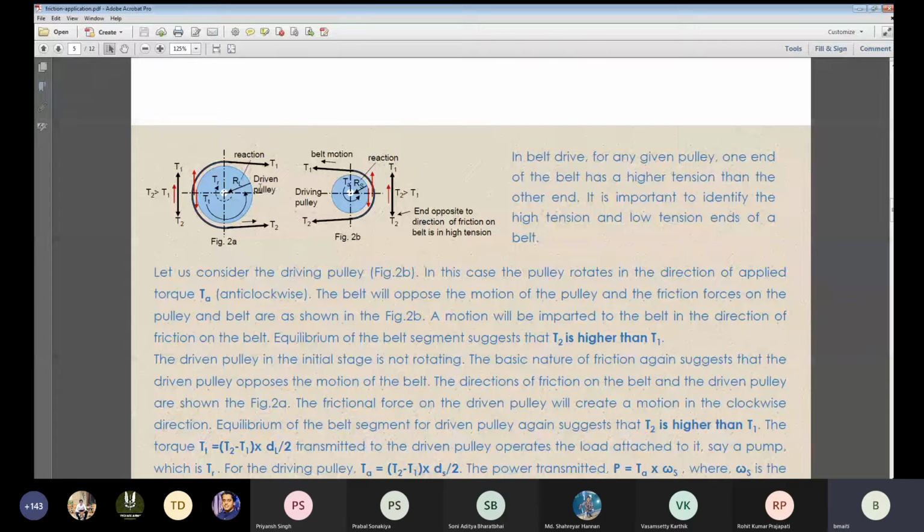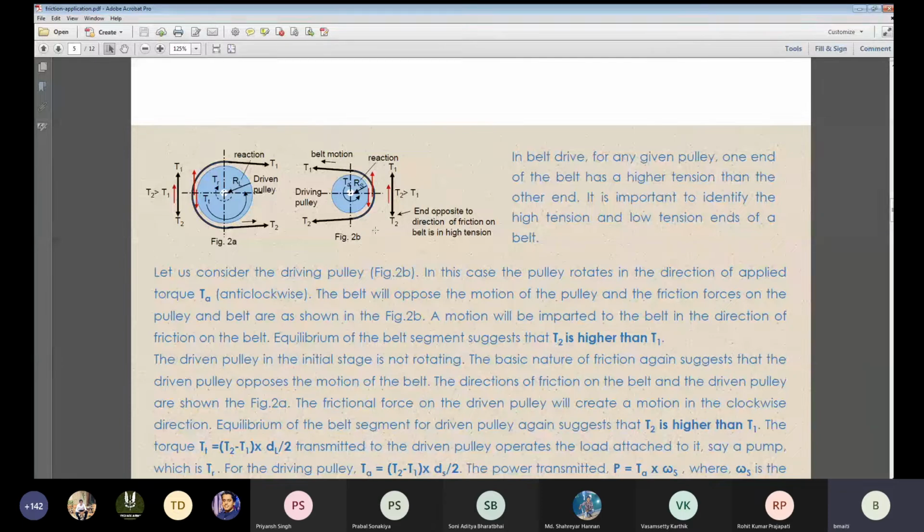No, it is not like that. Here, the power transmitted through the belt is responsible for moving this driven pulley. But if the driven pulley is not attached to any load, it will just go on accelerating because there is no load in the system. So there is a certain load in the system, and the system is balanced.